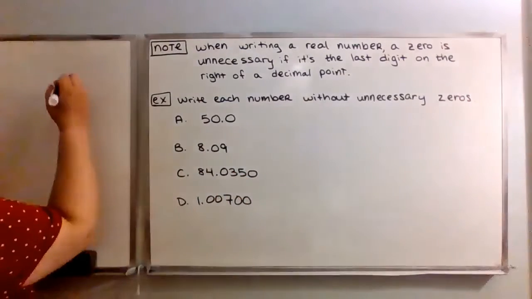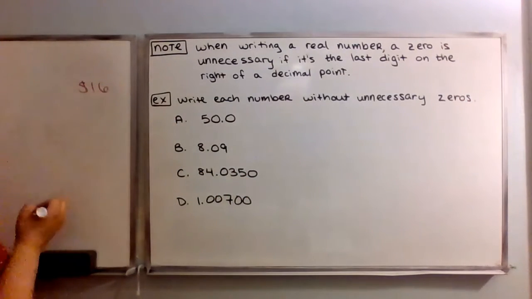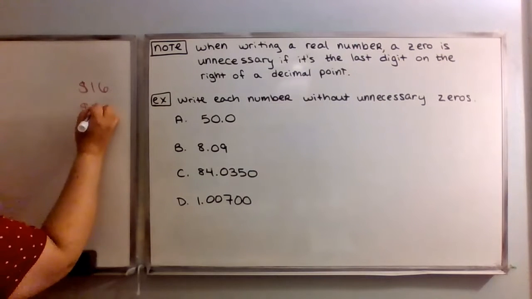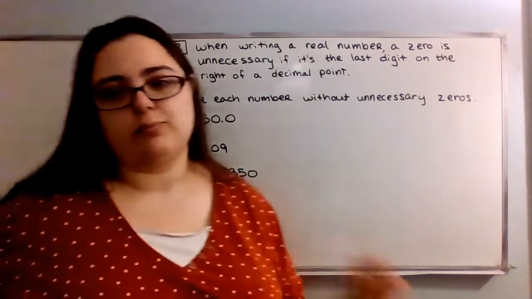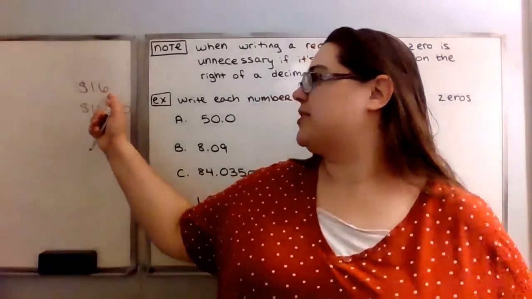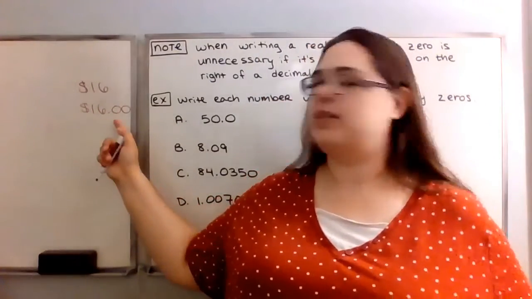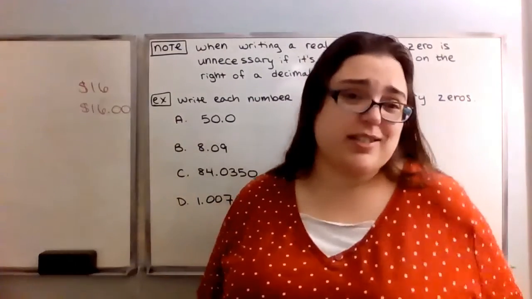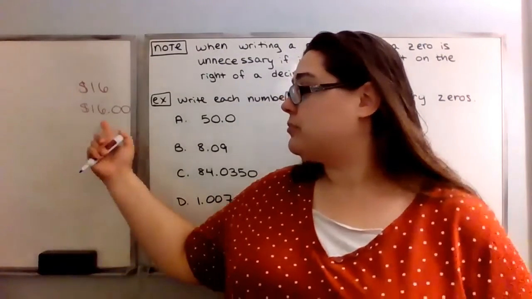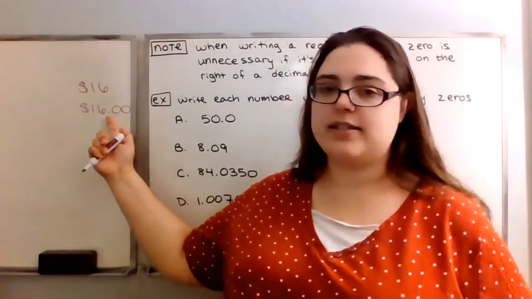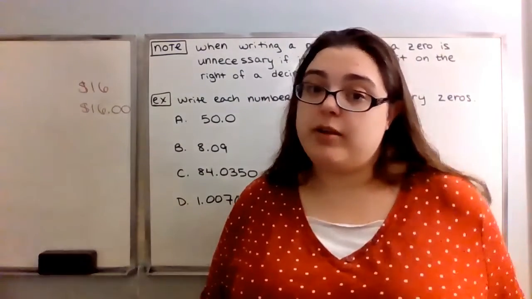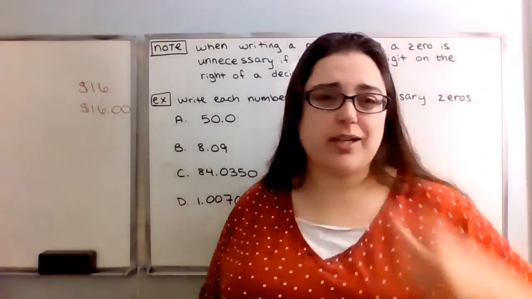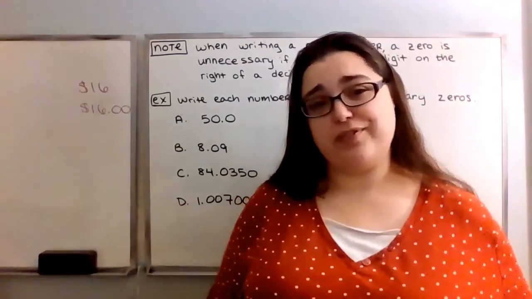So for example, if we have $16, we could write it that way, or we could write it as 16.00. Both ways of writing this amount of money mean the same amount of money, right? So whether I say you owe me $16 or you owe me $16 and no cents, you owe me $16, either way. So these zeros would be called unnecessary because I don't need them. I don't have to write the number with those zeros there. It's not wrong to write them there, but they're just extra. And sometimes that can make it more confusing to say the name of a number.